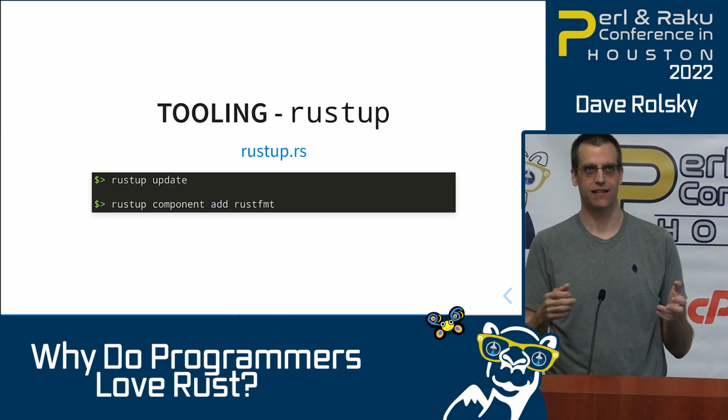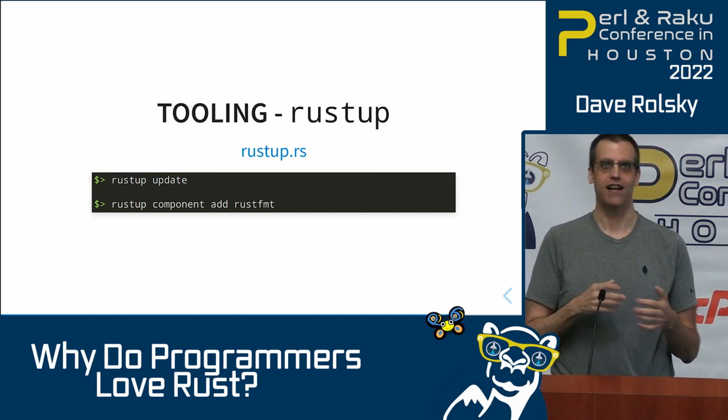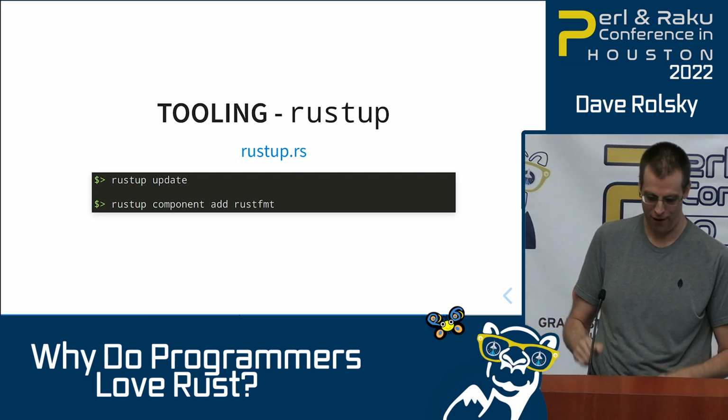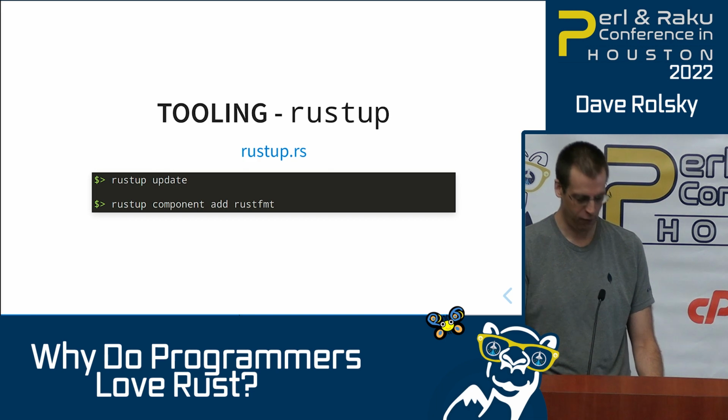Cross-compilation, in my experience, is not as easy as I would like. It's not as easy as with Go, I will say that. Go really makes cross-compilation easy. It's harder with Rust, but it is possible.